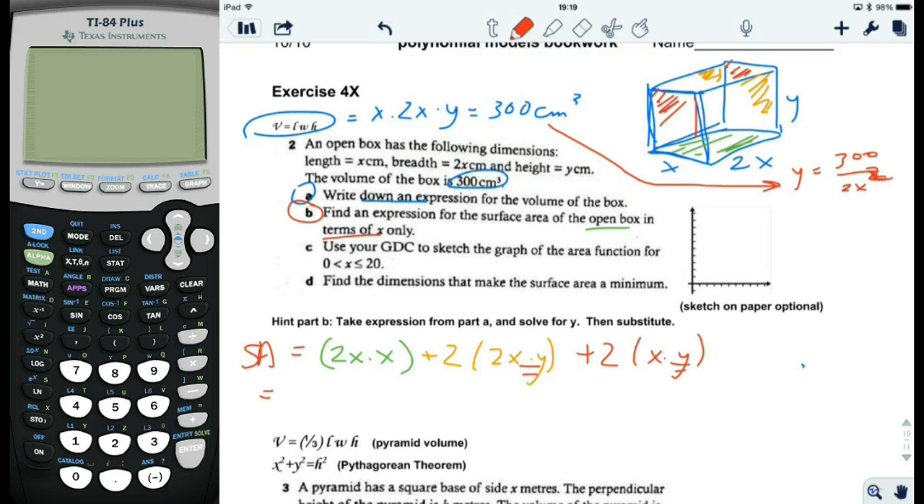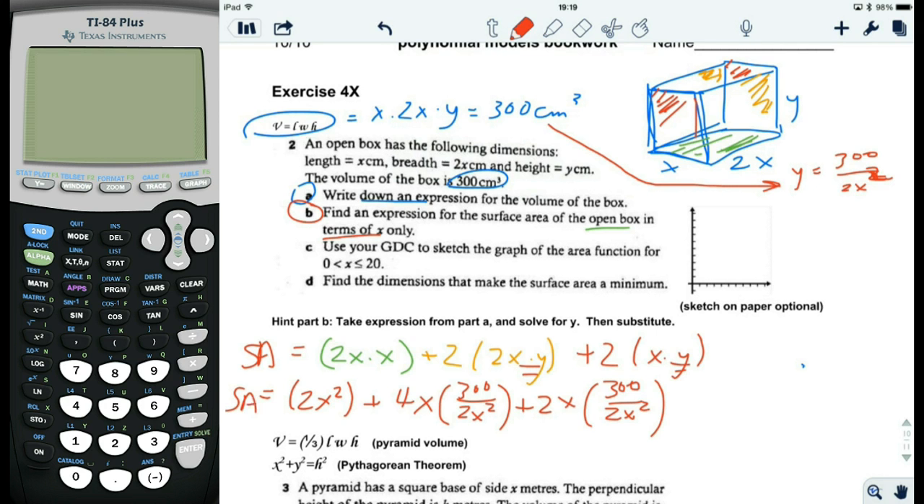So we'll have surface area equals 2x squared plus 4x times y, which is 300 over 2x squared, plus 2x, and then again 300 over 2x squared. So now we have an expression for the surface area, which is in terms of x only. So that's B. Now use the GDC to sketch the graph of the area function from 0 to 20. Okay, find the dimensions that make the surface area a minimum.